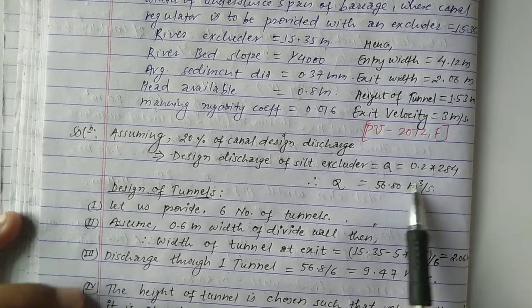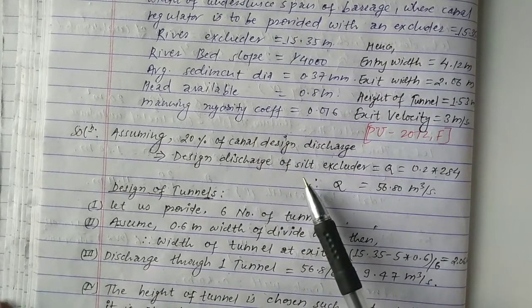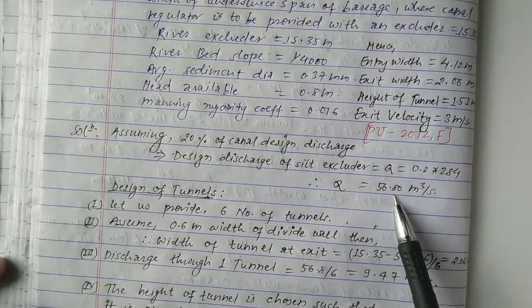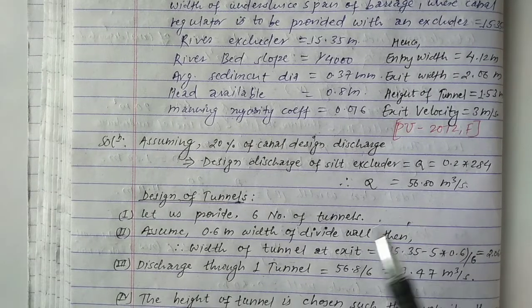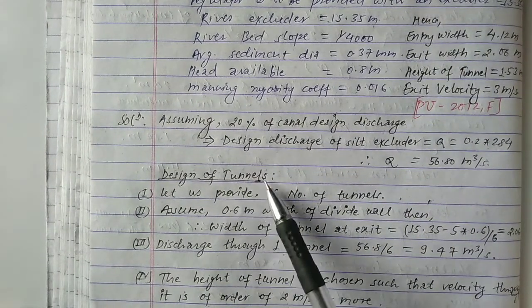After calculating, we get the design discharge for the silt excluder equal to 56.80 meter cube per second. Now we have to design a tunnel.